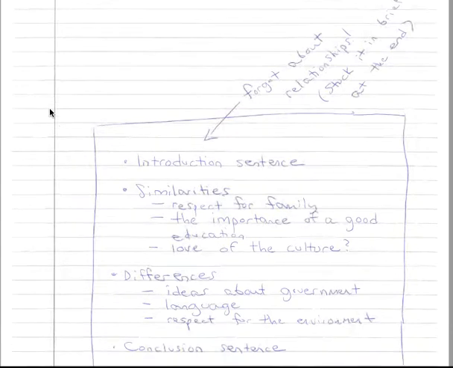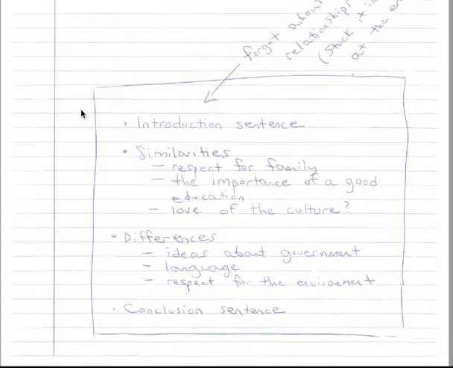Now, okay, so what I do before I start writing, and I advise everyone to do this, no matter what you're writing, is to first brainstorm for a few minutes and come up with some bullet points or a little outline as to where you're going in your writing. So I wrote an introduction sentence. I came up with similarities: respect for family, the importance of a good education, love of the culture; then some differences: ideas about government, language, respect for the environment; and a conclusion sentence.